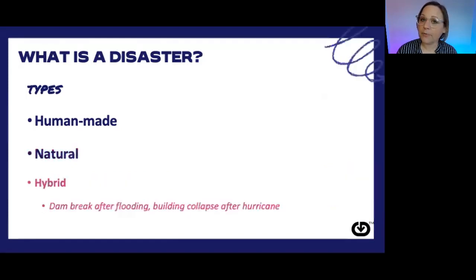Now, a hybrid disaster often starts as a natural disaster, and then human-made elements are also affected. So, for example, a dam break after flooding in an area that damages the dam, or a building collapse after a hurricane because the hurricane caused damage to the building. These are hybrid disasters.